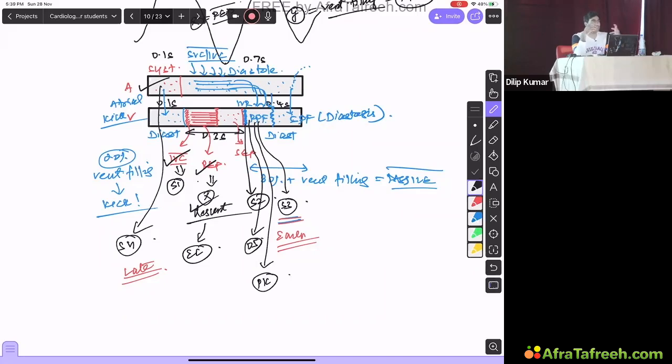At the same instant, you might get both the opening snap and the second heart sound. That is also one reason why in very severe AS, you might lose the opening snap of very severe MS, because sometimes it can get merged with S2. Are you understanding or not?